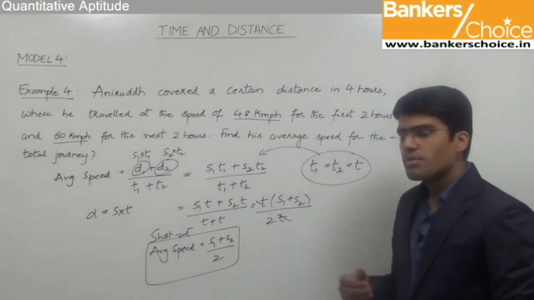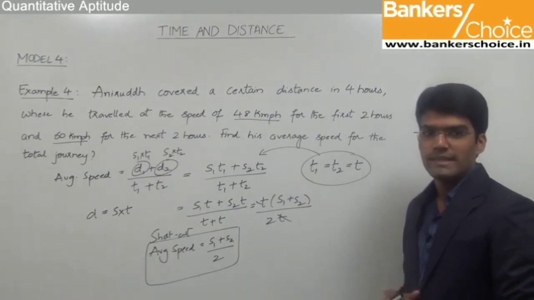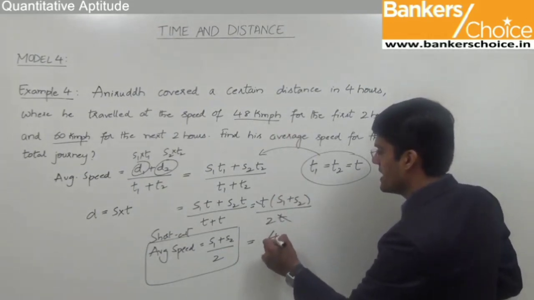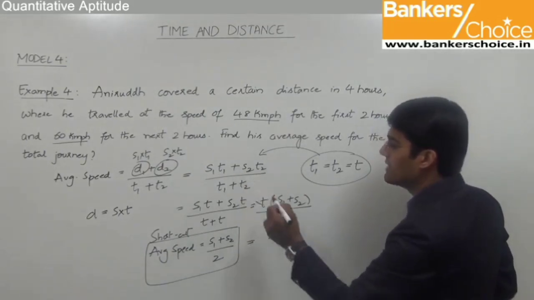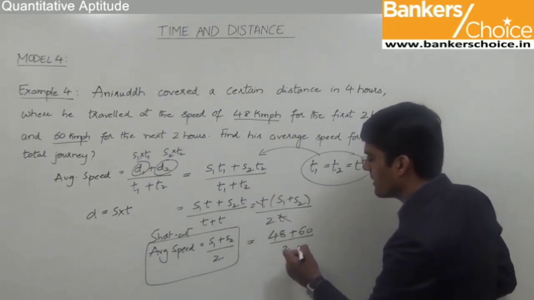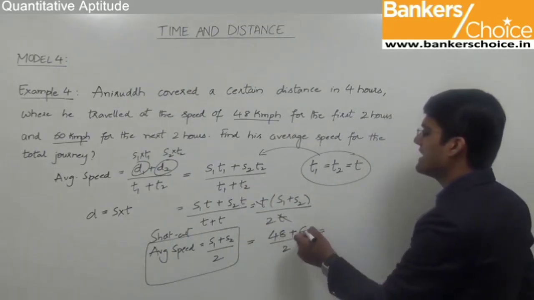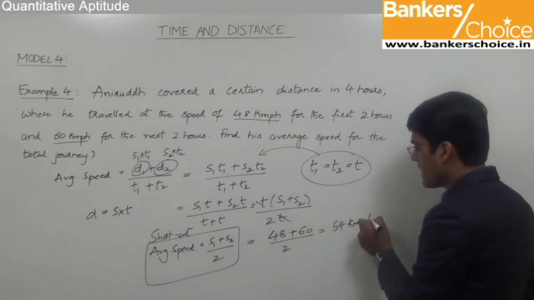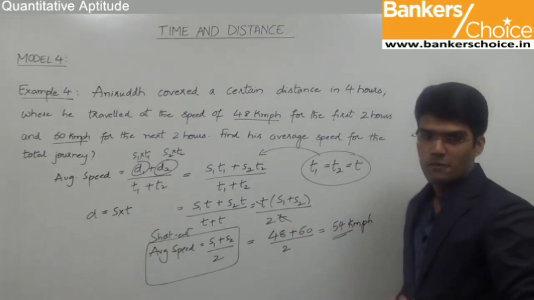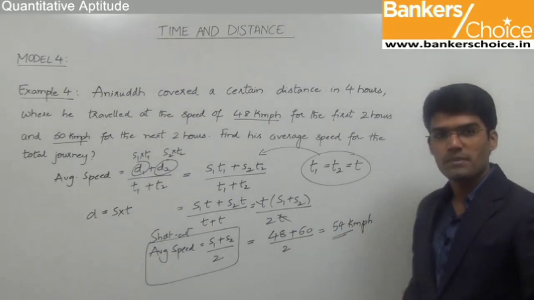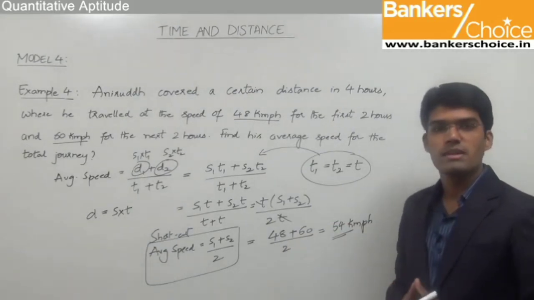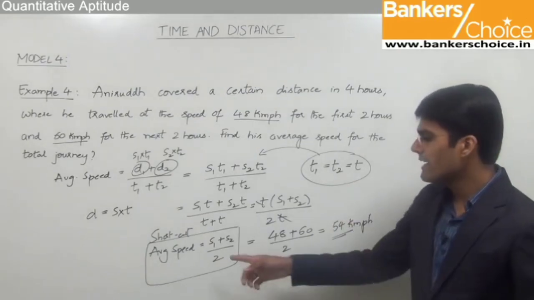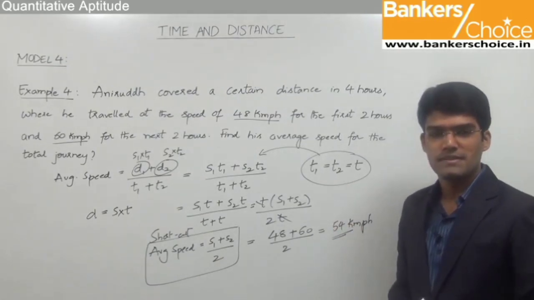So we can now substitute the values of s1 and s2 and get the answer here. So average speed will be s1, that is 48 kilometers per hour, plus s2, 60 kilometers per hour, divided by 2. So the average of 48 and 60 comes out to be 54. So we can say that the average speed of Anirudh for the total distance was 54 kilometers per hour. So in general, average speed is total distance by total time, but only when we find that the time intervals are equal, we can take it as the average of the given speeds.